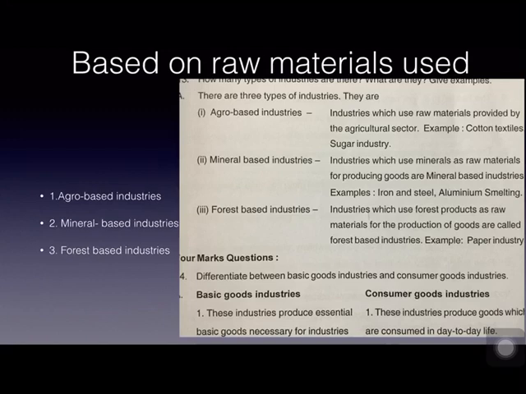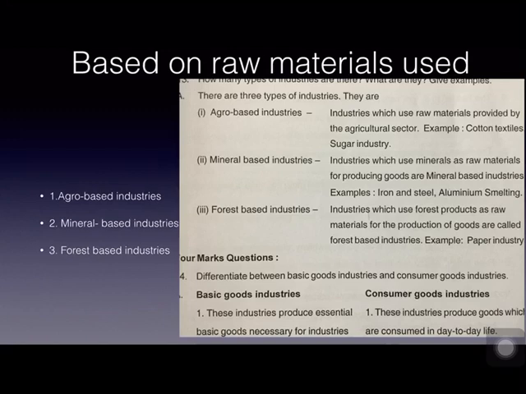Now, based on raw materials which are used in the production process, the industries are classified into three types. And those are agro-based industries, mineral-based industries, and forest-based industries. Now, let us see what are agro-based industries. Industries which use raw materials provided by the agricultural sector. For example, cotton textiles industry is there. For that, what we use is cotton. Cotton is produced in agricultural fields. So the agricultural sector is providing the raw materials.